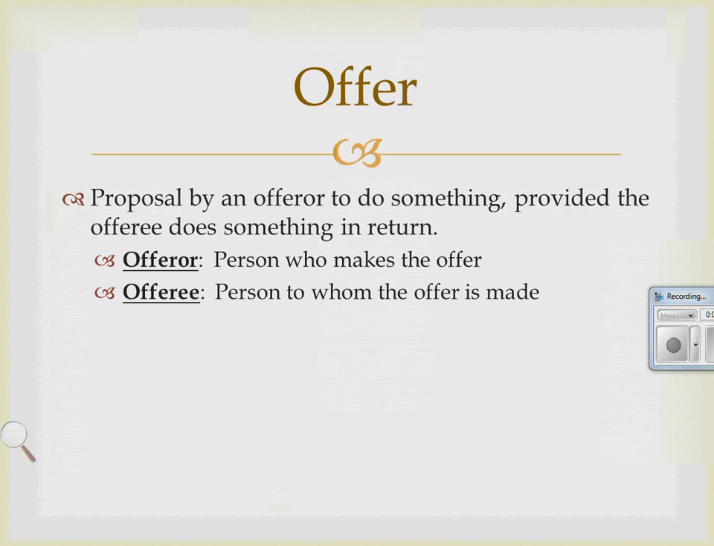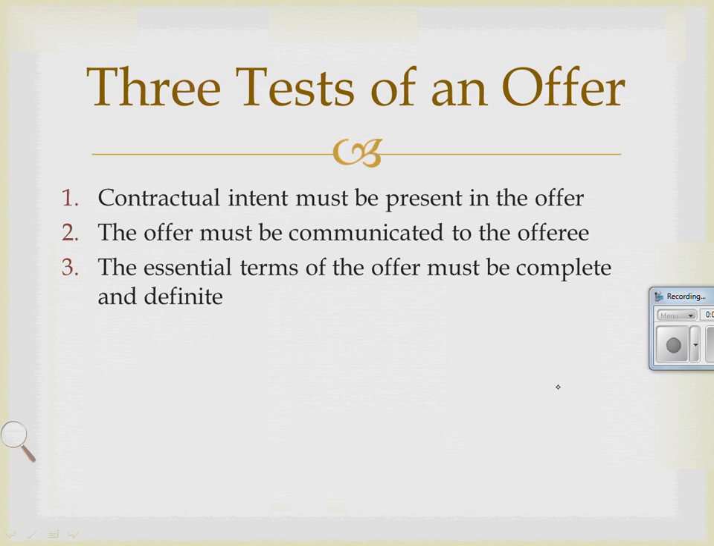Okay. We have an offer. I've made my offer. And then we'll talk about the other elements that are required. Kiara, I was the offeror. Kiara is the offeree. Okay. So there are three tests. Contractual intent must be present. When I said to Kiara, do you want this pen? For $10, will you buy my pen? Did I sound serious?